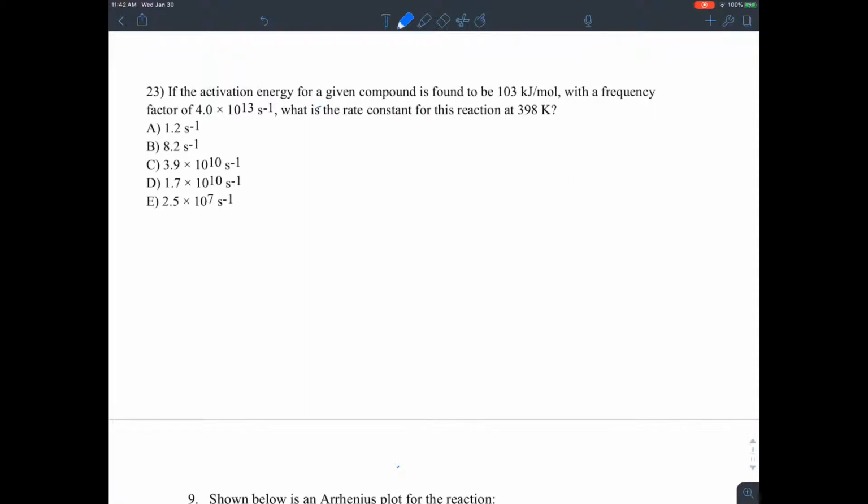So number 23, if the activation energy for a given compound is found to be 103 kilojoules per mole with the frequency factor of that number we see, what is the rate constant for this reaction at 398 Kelvin? Okay, so what do we do here? Well, we need to remember an important equation.